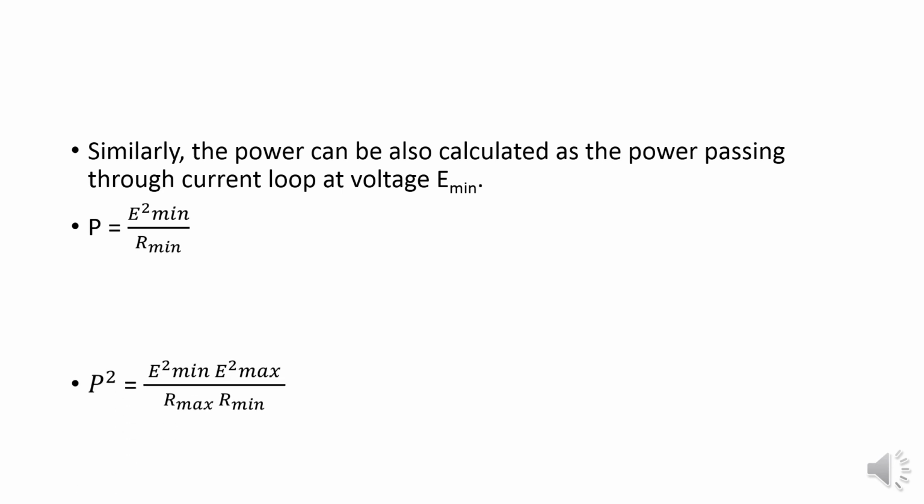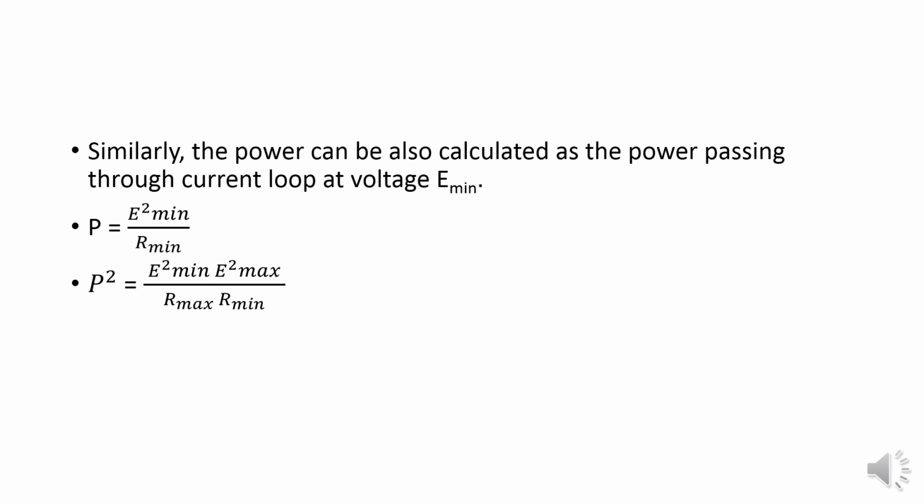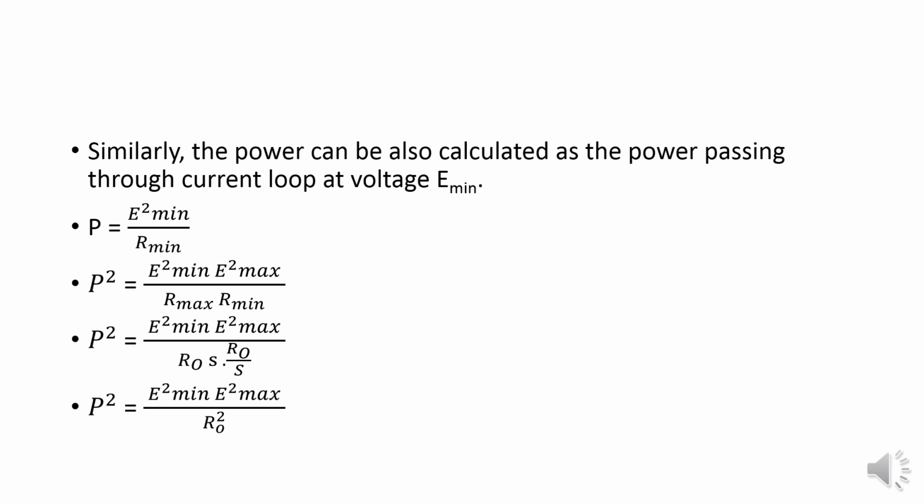So the power squared will be equal to E minimum squared into E maximum squared divided by R max into R minimum. We know the R max and R minimum values, so we substitute R max and R minimum. After that, P squared will be equal to E maximum squared into E minimum squared divided by R naught into S into R naught divided by S. After cancelling the S, the power squared will be equal to E minimum squared into E maximum squared divided by R naught squared.